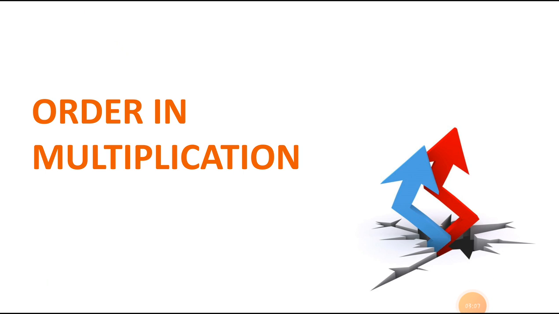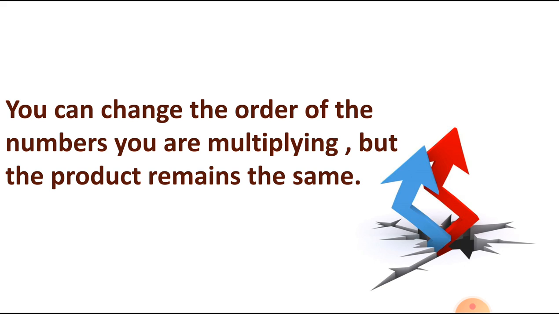Order in multiplication. We learned this topic in the previous lecture, but as we revise every topic in today's lecture, first of all we are revising the topic here today, and then we are moving on. So this is the important note for you: you can change the order of the numbers you are multiplying, but the product remains the same. Here the product means the answer. Whatever answer you get from a multiplication sum, you can call it a product, and product means answer.